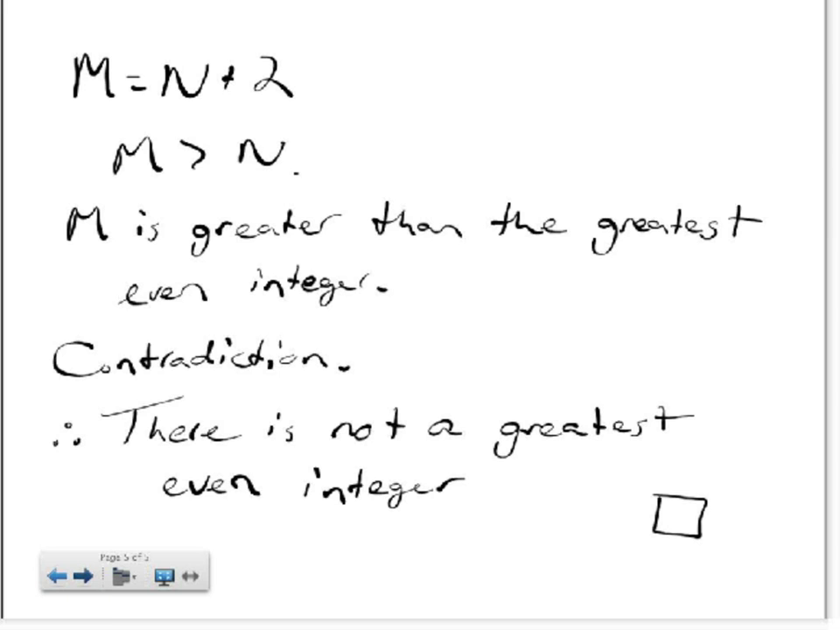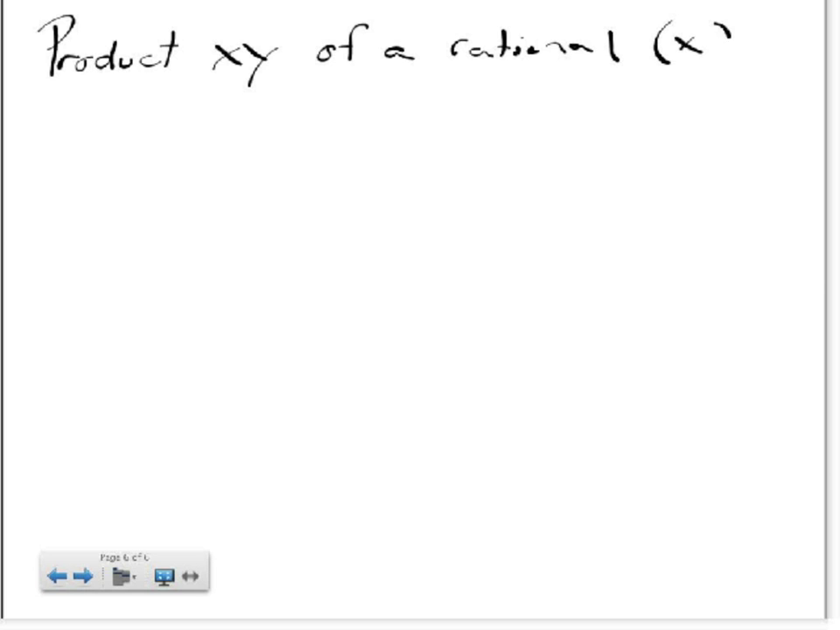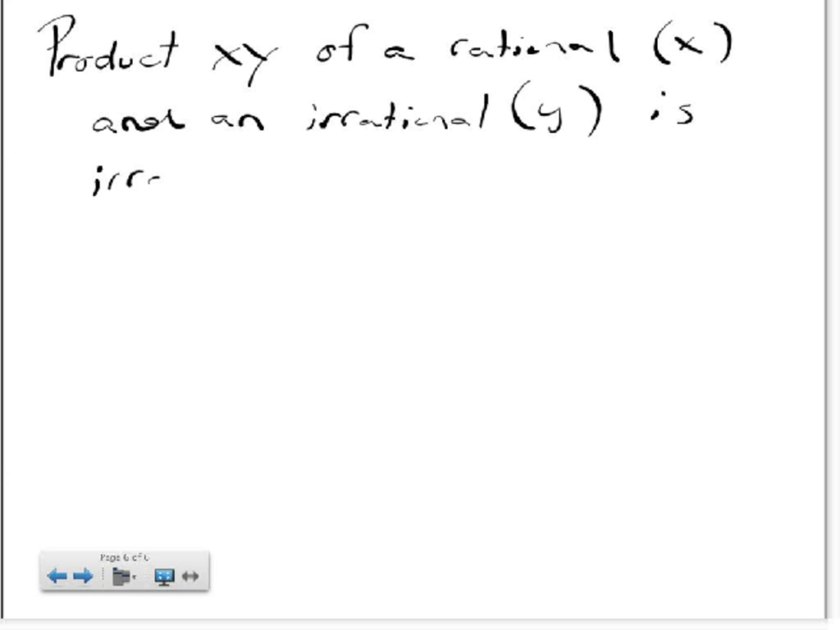Moving on to our next example, we're going to prove that the product xy of a rational number x and an irrational y is irrational.